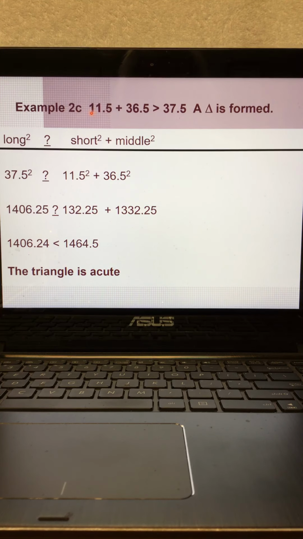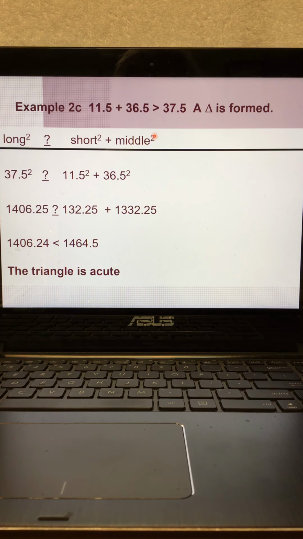All right, here I have 11.5, 36.5. I've got to test them. These two add up to be 38. 38 is more than the third longest side. So a triangle is formed. Here's my formula. Long, how does it compare to short squared plus middle length squared? My long side was 37.5, 11.5 squared, and 36.5 squared.